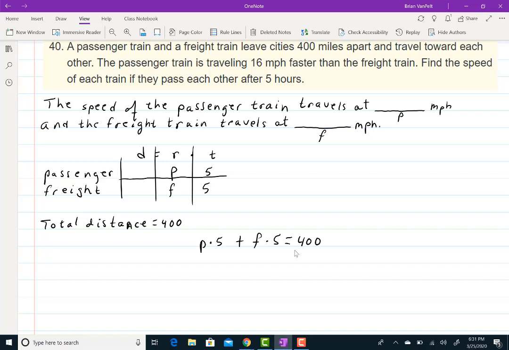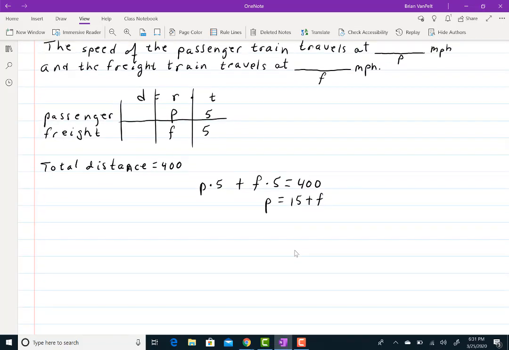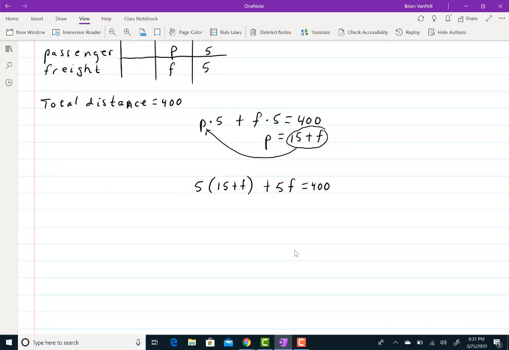On the other hand, I am told that the passenger train travels 15 miles an hour faster than the freight train. So to me, it seems very obvious that you're going to use substitution. I'm going to take this quantity here and plug it into that P there. So my equation turns to this. I'll put the 5 in front just because it makes me feel more comfortable. 15 plus F. And then I have 5F equals 400. Let me multiply through by the 5. I get 75 plus 5F plus 5F equals 400.